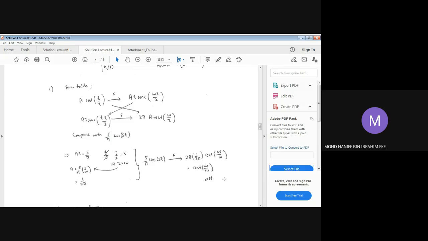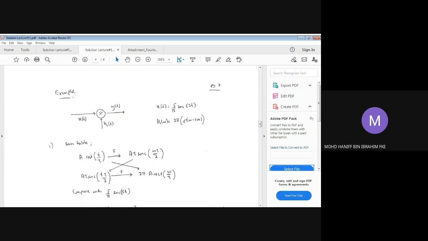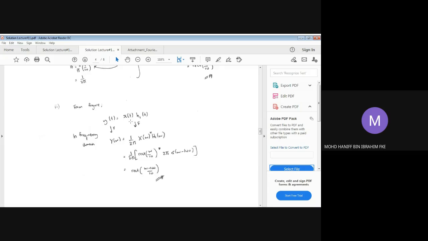So this is based on a duality property. So that should be the answer, yeah? Rectangular omega divided by 10. Okay. So that should be the answer for the first part. The second part is to find the Fourier transform for the yt. Okay, so you know that the relationship between these three signals is yt equals to xt multiply with h1t. Yeah. Okay, so we have this equation that relates these three signals, yt equals to xt multiply with h1t.